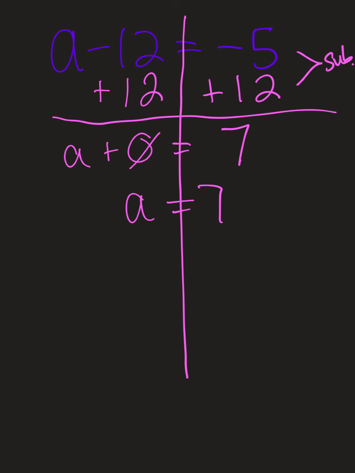I'm going to double check my work here. 7 minus 12 equals -5, and that would be correct because 12 minus 7 gives me 5, and we're taking away 12, which means it's negative.